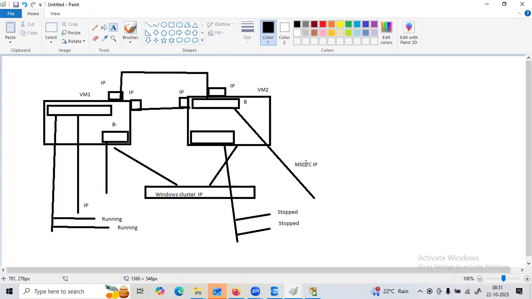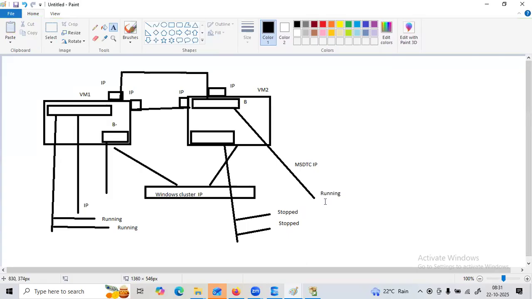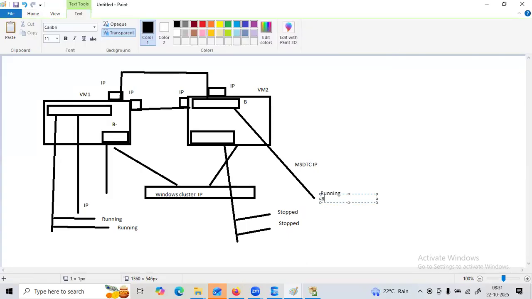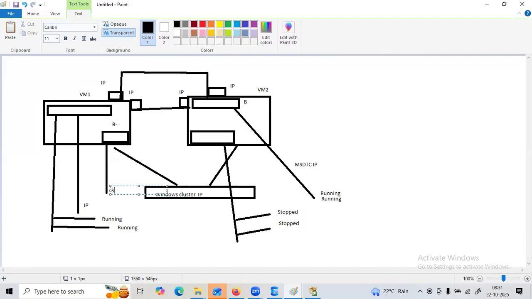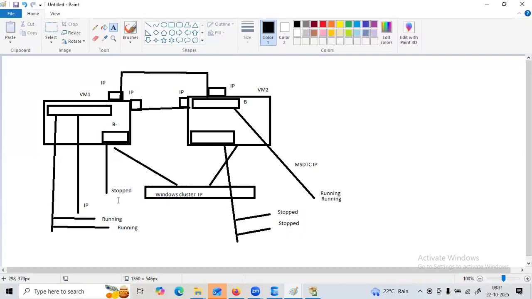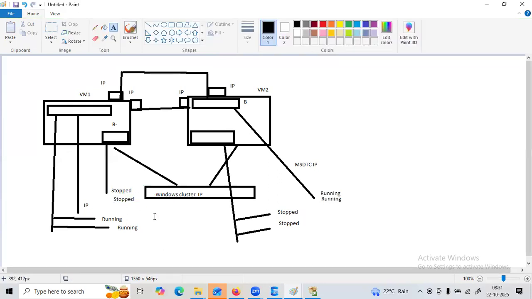SQL server running, and the agent service also running here, stopped, stopped. So in this scenario, each computer is having one SQL service running.